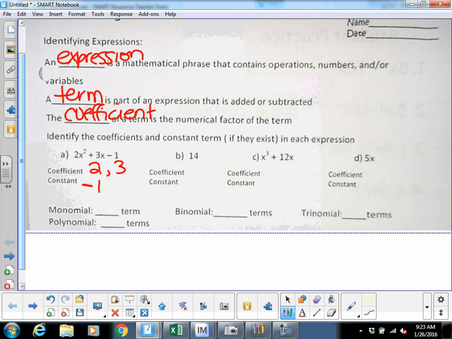All right? Look at letter B. What is your constant? 14. Do we have any coefficients? No, we don't have any letters, therefore we can't have any coefficients. All right, take a second and see if you can do C and D, and we'll check them.